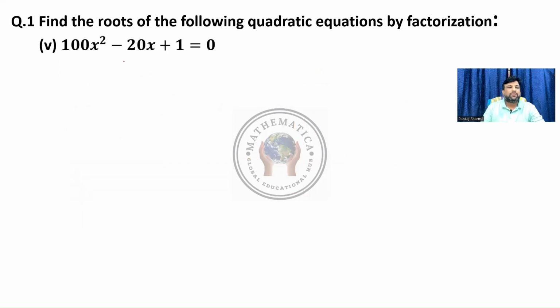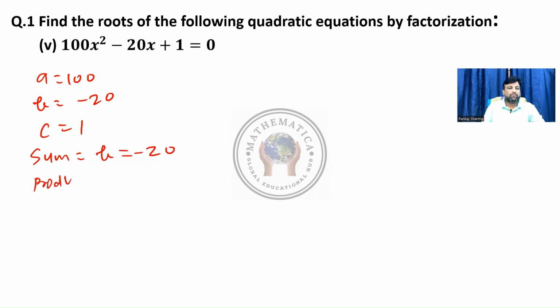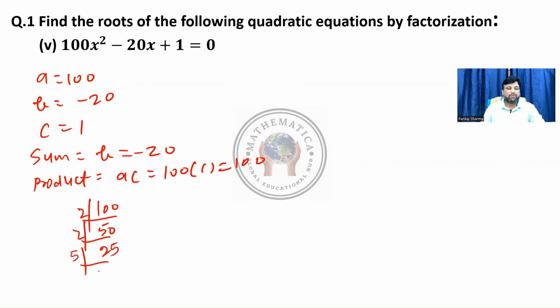Now we can see the fifth part of question number 1. Here a is given as 100, b, the coefficient of x, is minus 20, and c is given as 1. So we want two numbers whose sum should be equal to b, minus 20, and product should be equal to ac. 100 into 1 is equal to 100. So we can find the prime factors of 100. 100 divided by 2 is 50, 50 divided by 2 is 25, 25 divided by 5 is 5, and 5 divided by 5 gives 1.